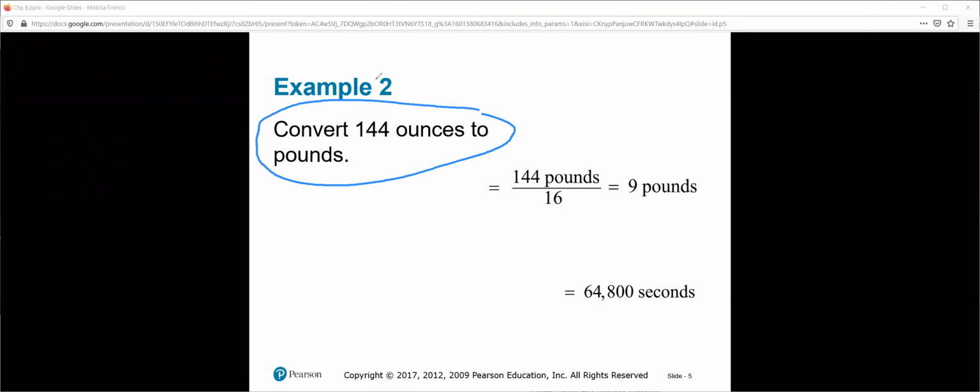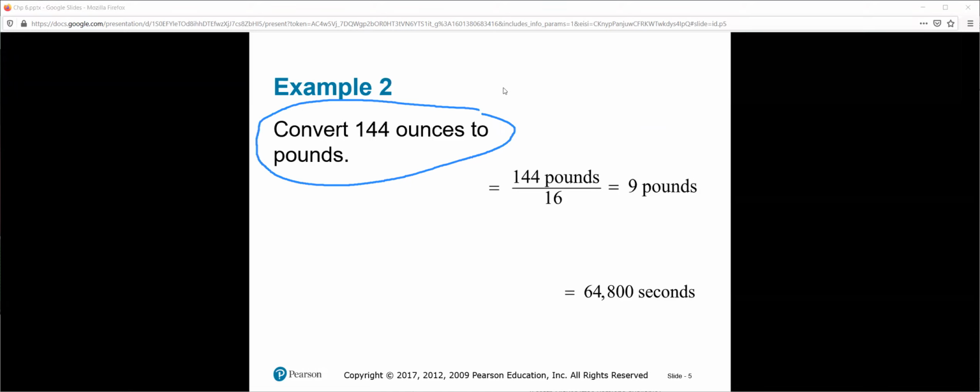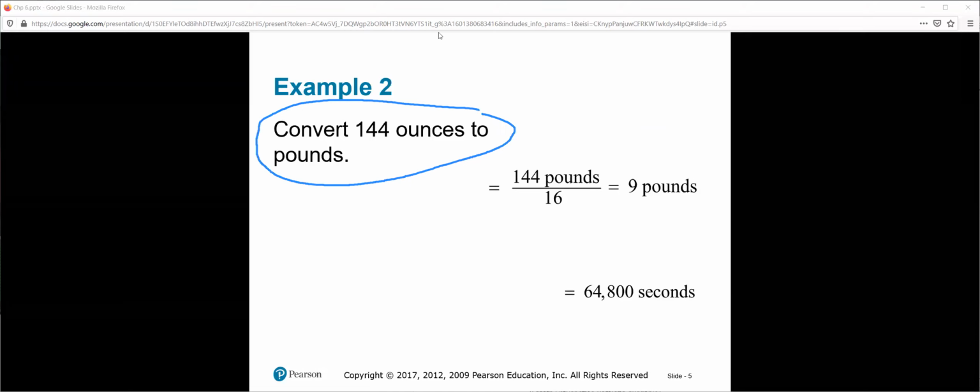Convert this to this. Well, okay. What do I need to solve this problem? It looks like my question is in the form of 144 ounces. Let's just say O for ounces. I can't remember the shorthand version of it. And that's going to equal some amount of pounds. Whatever. Some amount of ounces equals some amount of pounds.